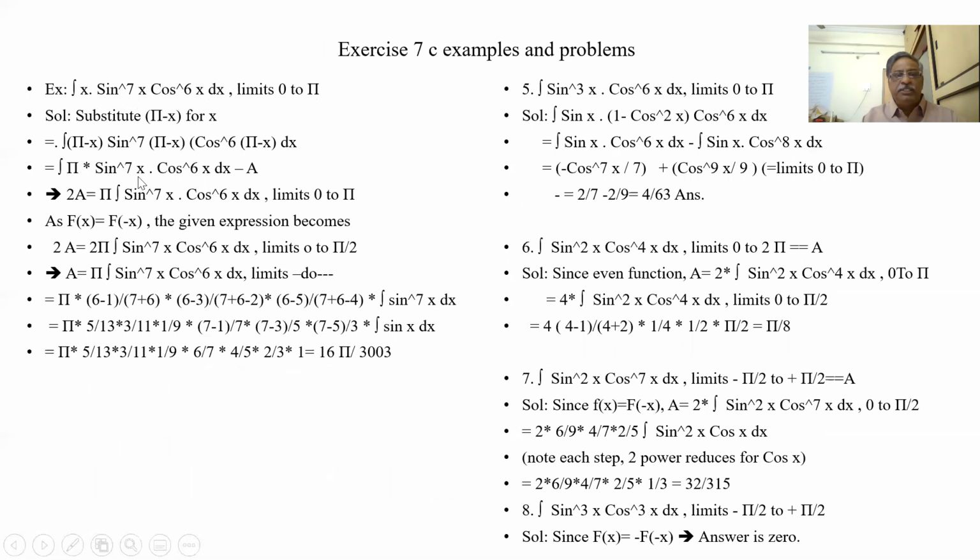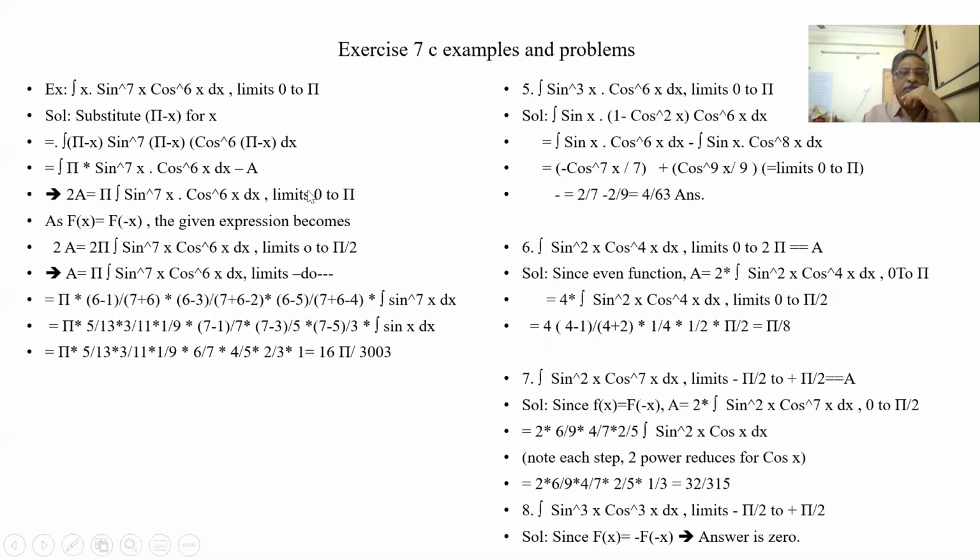Sin of pi minus x is sin x. Cos of pi minus x is minus cos x, but the whole to the power of 6 is an even power, so this becomes plus. So the remaining term is again the same term, a. So 2a is equal to pi times the integral of sin to the power of 7x cos to the power of 6x. We have the power now.